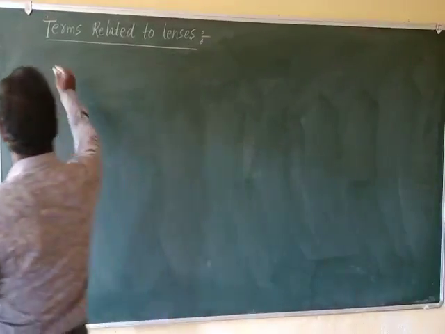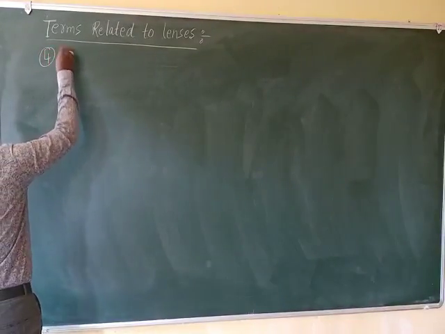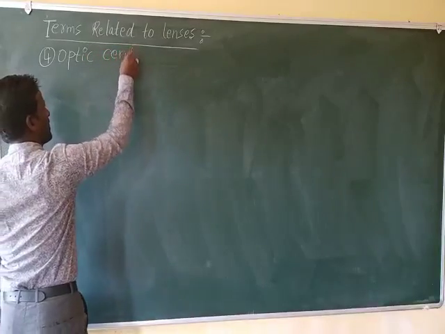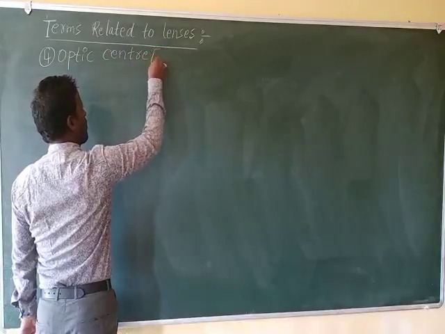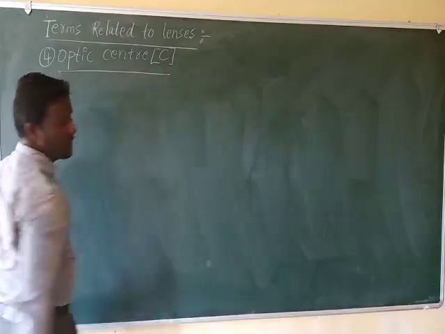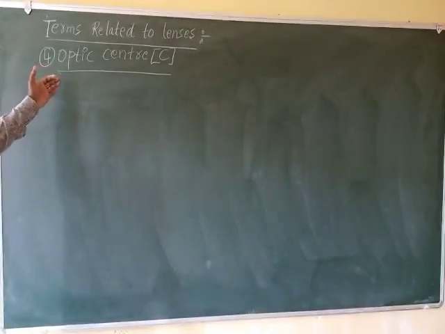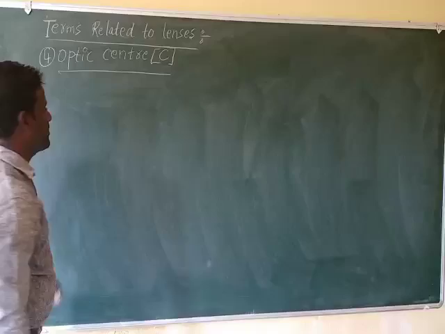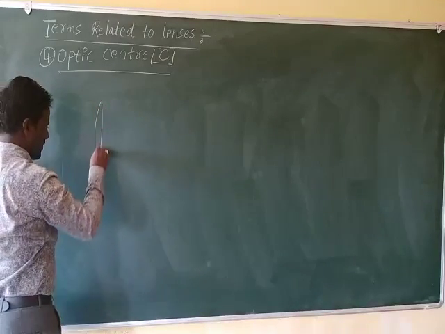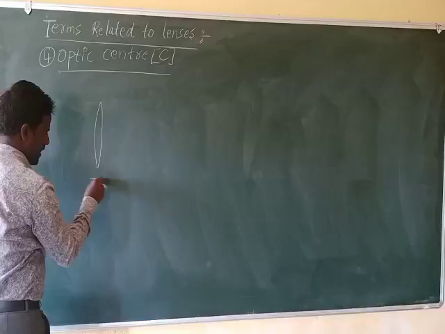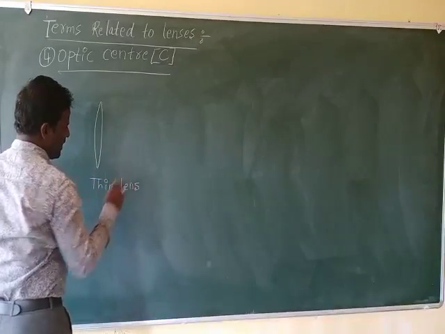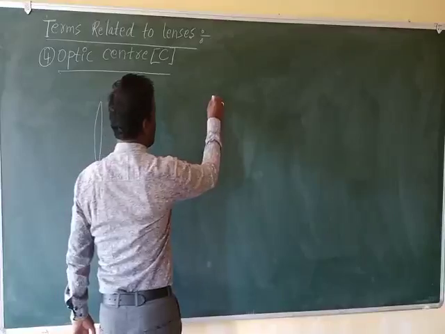Fourth one, optic center. The fourth term is optic center. The symbol for optic center is C. So what is an optic center? Optic center means, see, this is the thin lens. And this is a common lens.